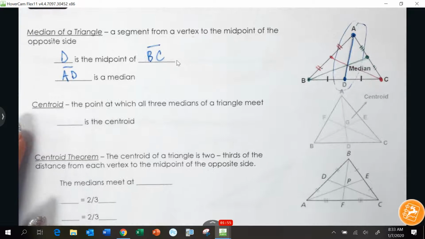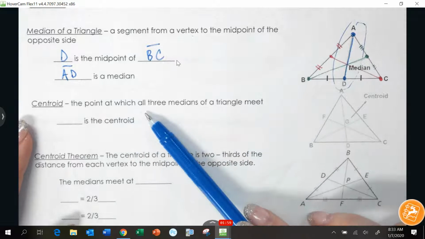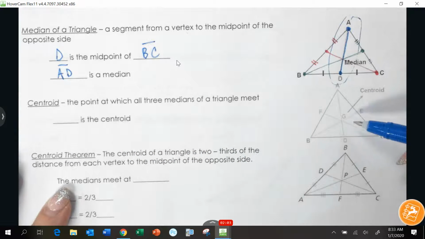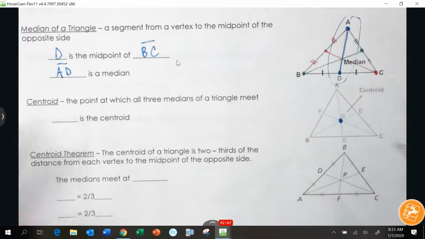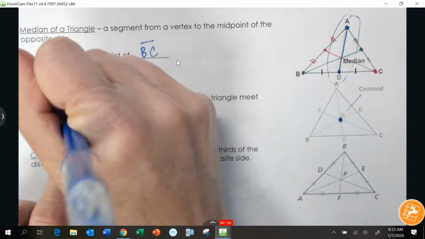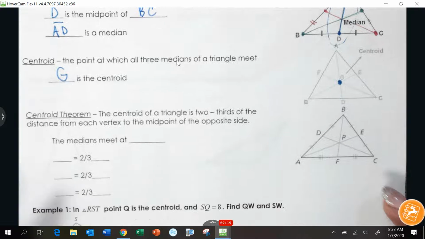Next vocabulary word is centroid. Centroid is the point at which all 3 medians of a triangle meet. So in this picture, the centroid is the point where all 3 medians meet. Blank is the centroid. In this picture, what's the centroid? Point G. Good.